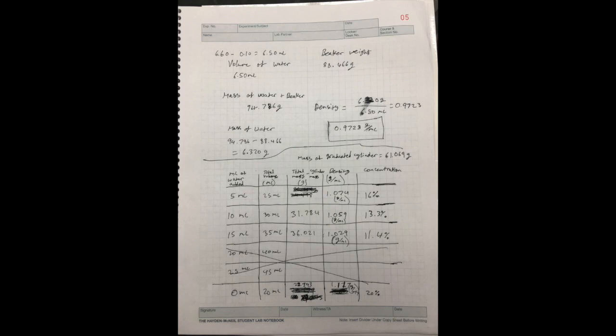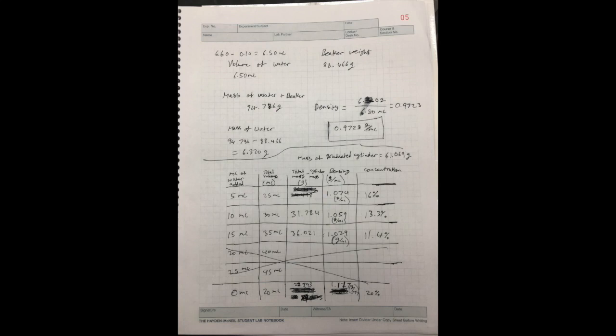The footage of our notebook. Let's start in the top left corner. We're going to look at our volume of water. So we started with the final volume, and we subtracted the initial volume in our graduated cylinder, and ended up with 6.50 milliliters of water.